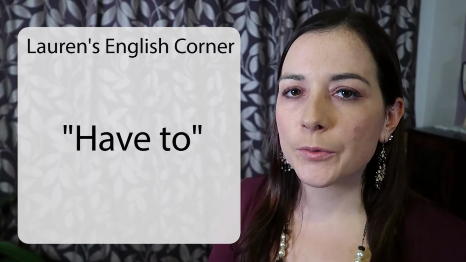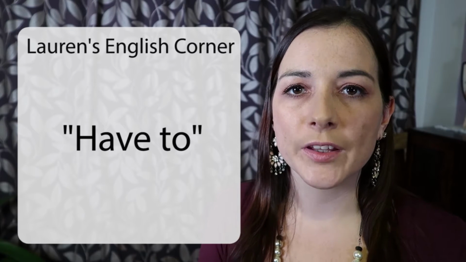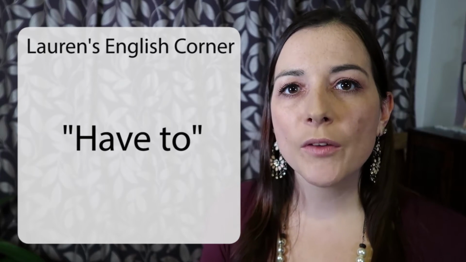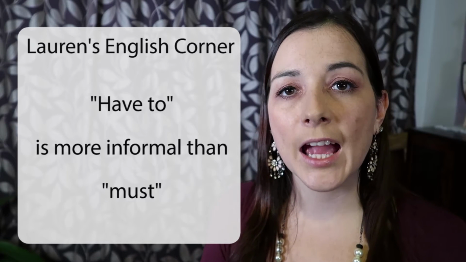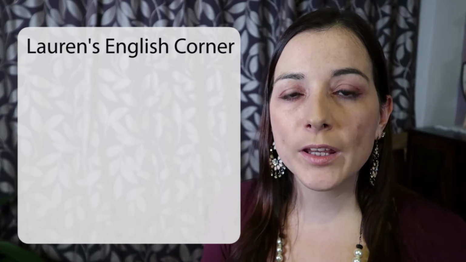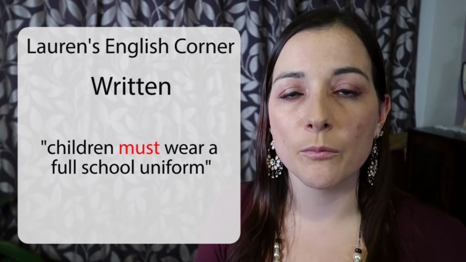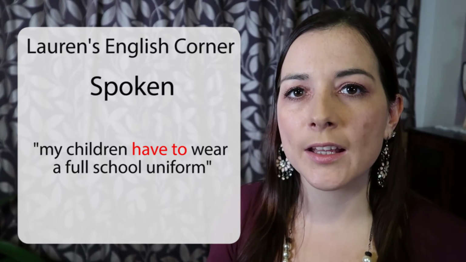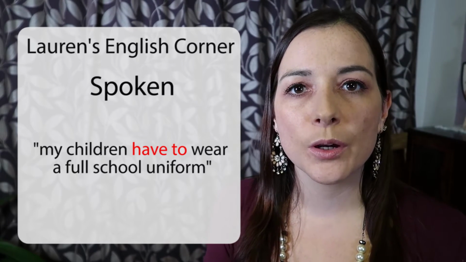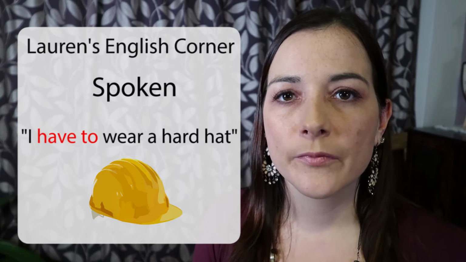When we use have to, it does have the same meaning. It is something that we don't really have a choice about, something that we need to or must do. However, have to is often used in a more informal way. So we are more likely to say have to if we were speaking. We could say about the children, example, children must wear a full school uniform, but we might say to somebody else, oh, my children have to wear school uniform. The have to also could be used again for the hard hat. The person working on the building site would say, oh, I have to wear a hard hat.